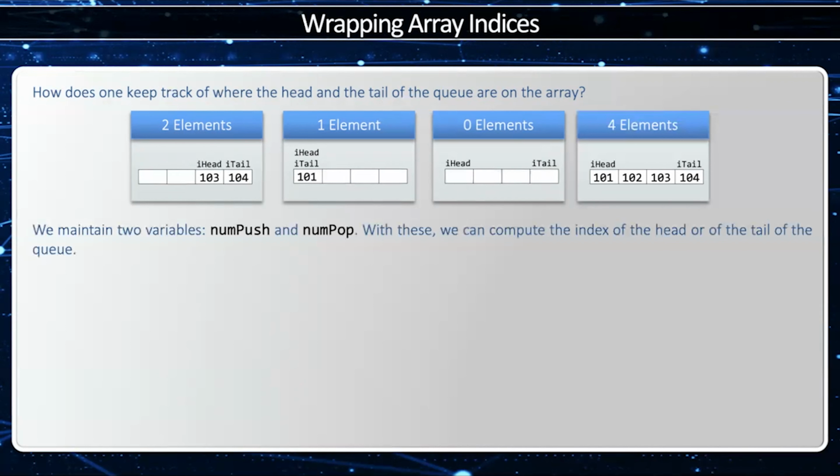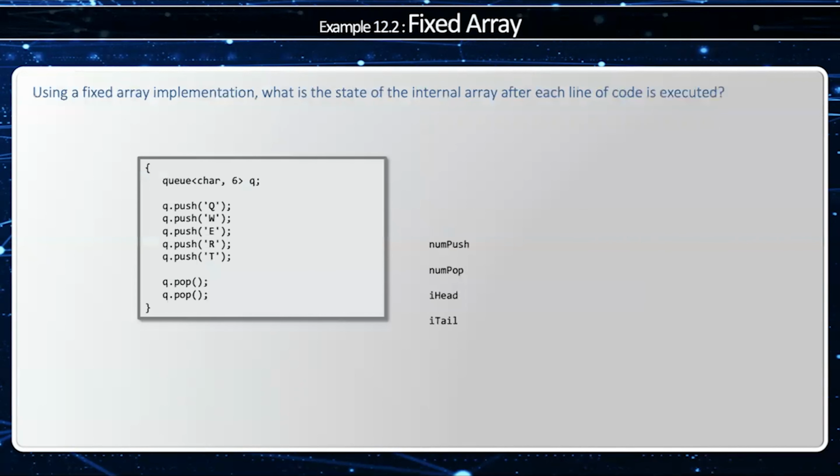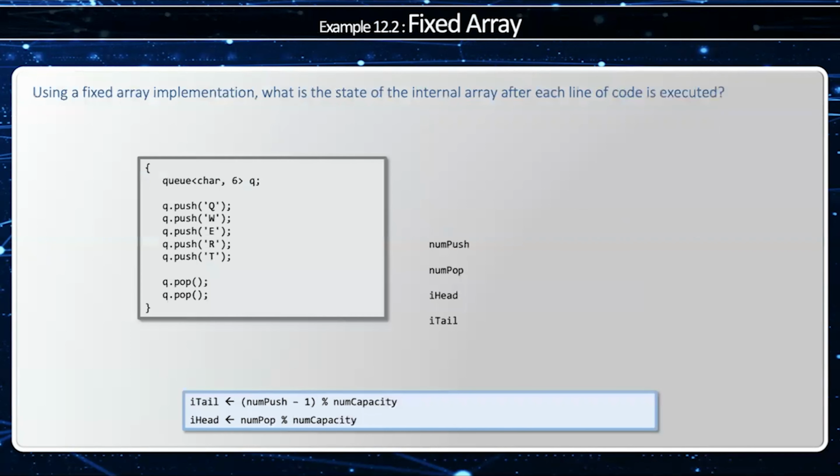Now I'm going to have 2 variables called numPush and numPop, and I will compute the index of head and tail as I go. So tail is (numPush - 1) mod capacity, and head is numPop mod capacity. To demonstrate how this works, here I have a queue of 6 characters. So remember, I'm going to remind myself of my head and my tail here.